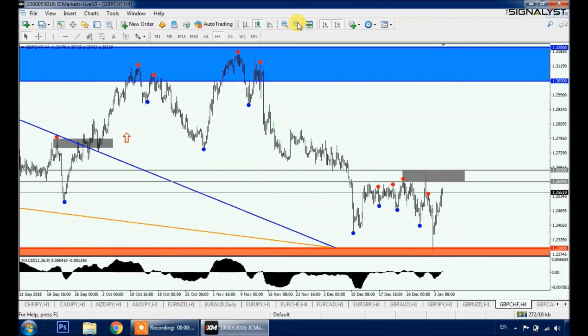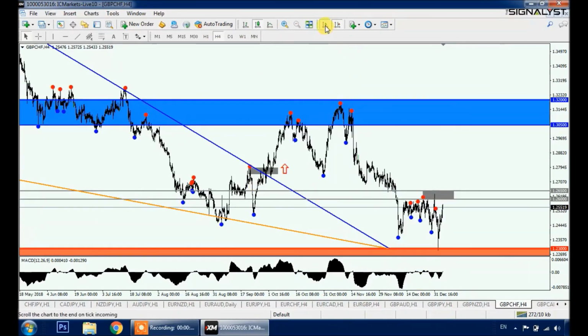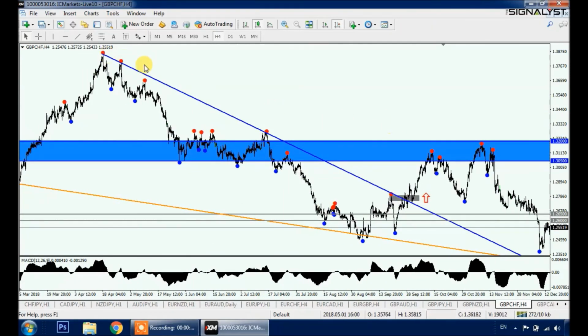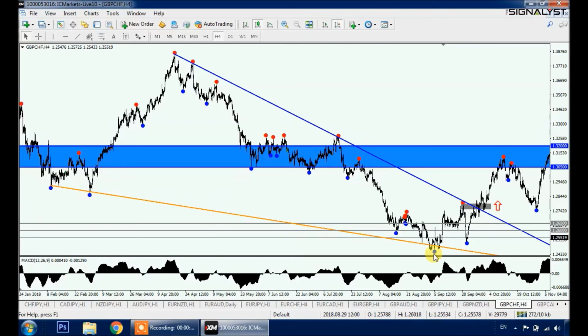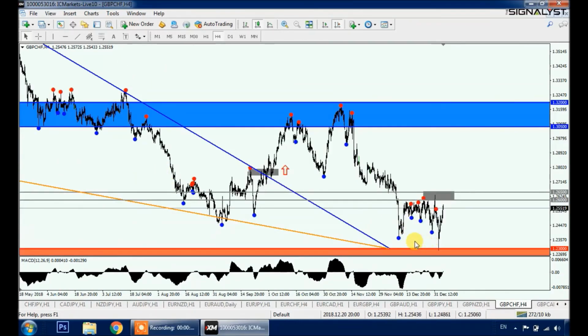On H4 we've got like a trio retest here. As you can see, 1, 2, 3, 4 touches, a very strong one, and this orange one, 1, 2, 3. So a trio retest with the 1.23.